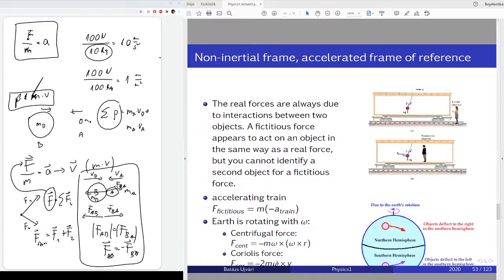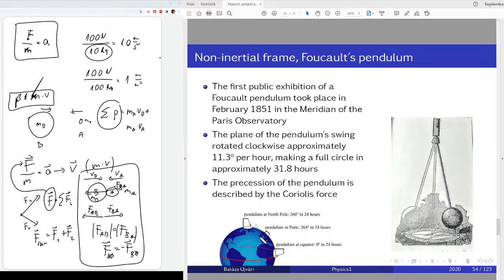This omega is the angular velocity, and since the angular velocity is a vector, which is at its maximum at the north, at the equator it's perpendicular to the motion of the plane of the pendulum. We have a full circle in 24 hours at the north with this Foucault pendulum, and it won't move at all at the equator.